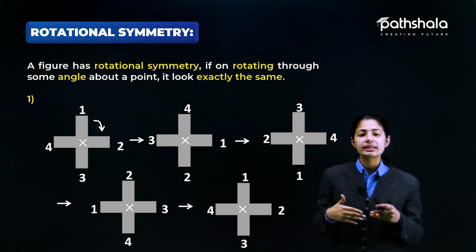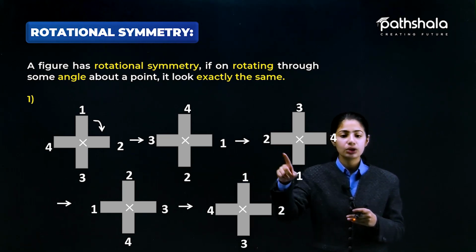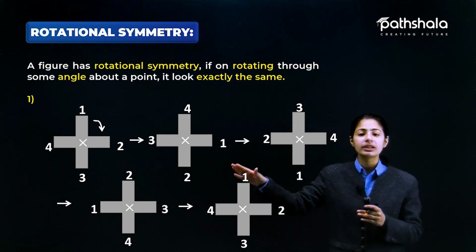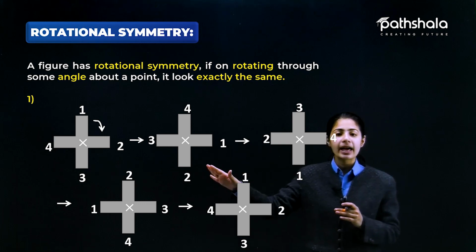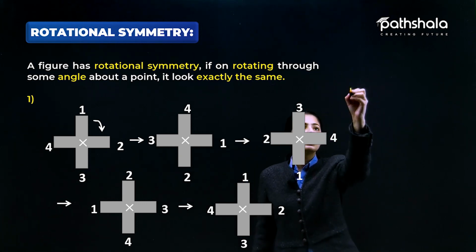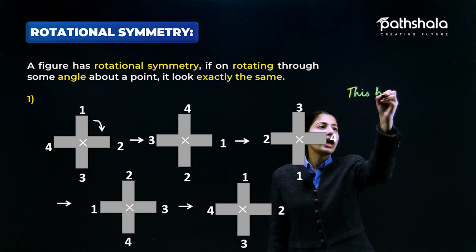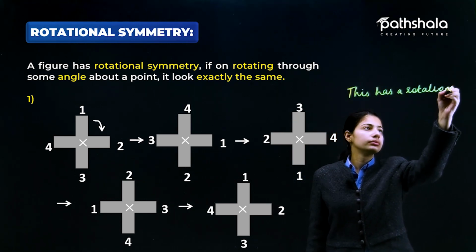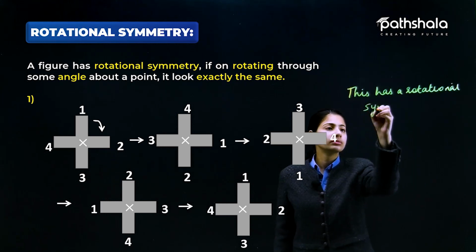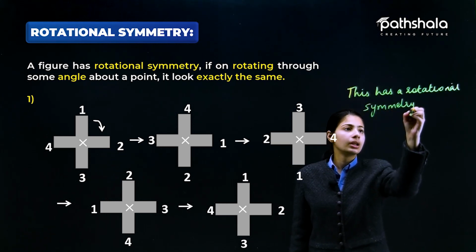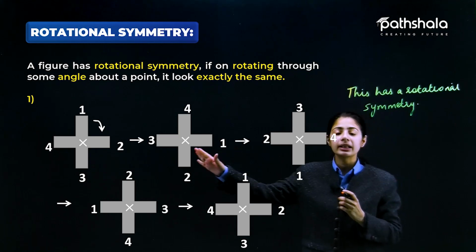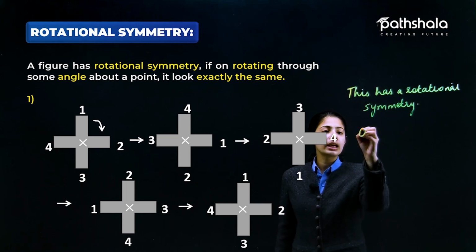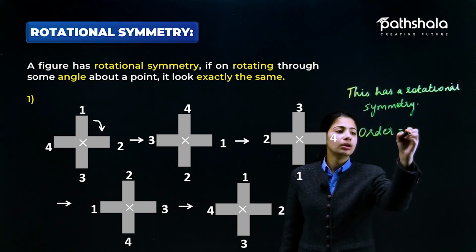So in how many steps did we get this? 1, 2, 3 and 4. So we say the order of this is 4 and this has a rotational symmetry. So we write this has a rotational symmetry, and in how many rotations are we getting the original one? 1, 2, 3 and 4. So we say the order for this is 4.